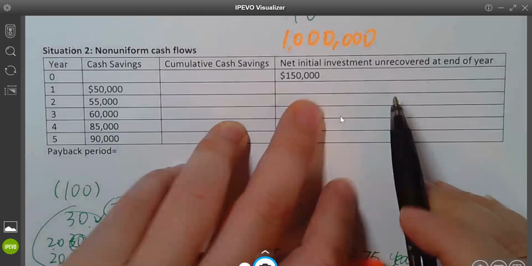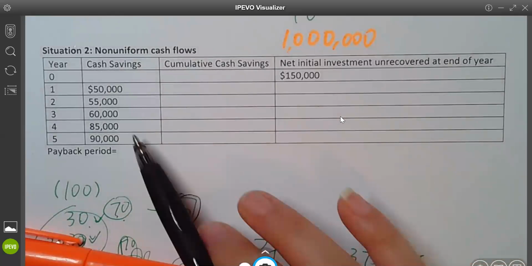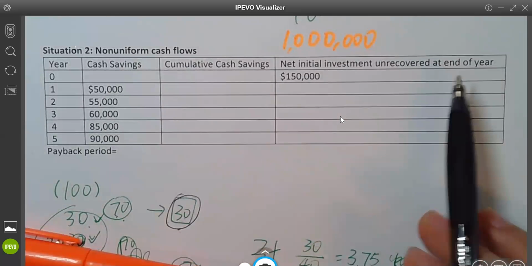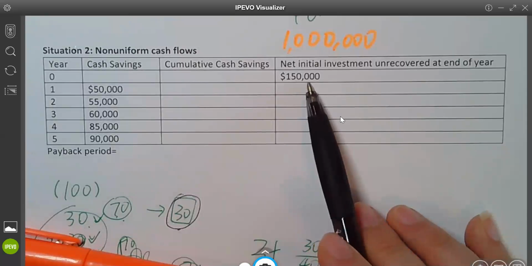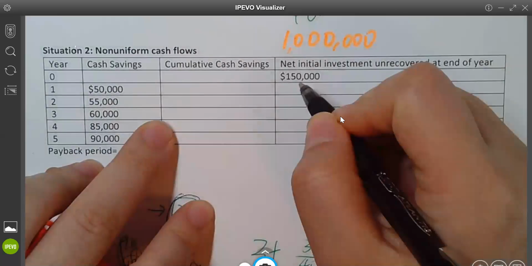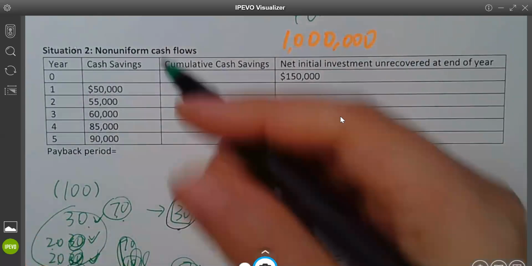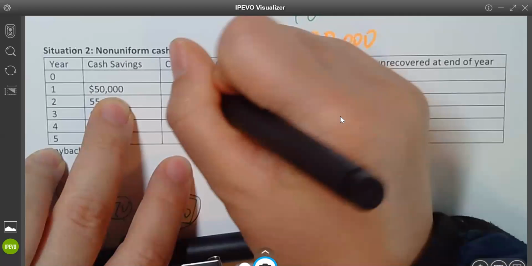Remember, for this one, we just make up some numbers. Maybe it's for a bus or whatever, but the general idea is you invested 150,000 and then you will get all these non-uniform cash flows. So you invest 150,000, and then, let me get another color pen. Okay, this one. So the first year you pay 50,000.